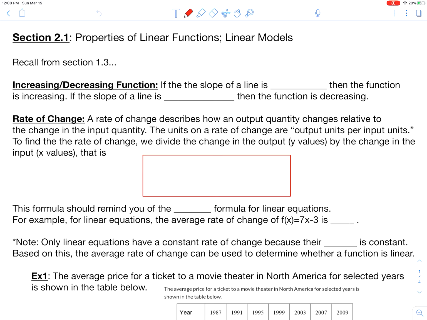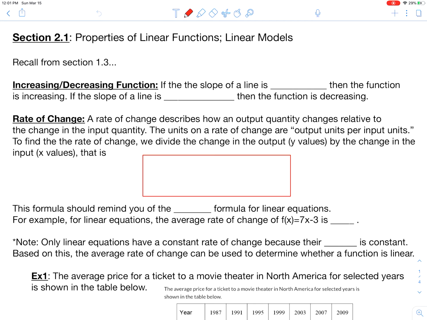Section 2.1, Properties of Linear Functions and Linear Models. In this section, you'll see a lot of overlap in material that we've already gone over in Section 1.3. If, for example, we start with increasing and decreasing functions, that's something that you've already seen.